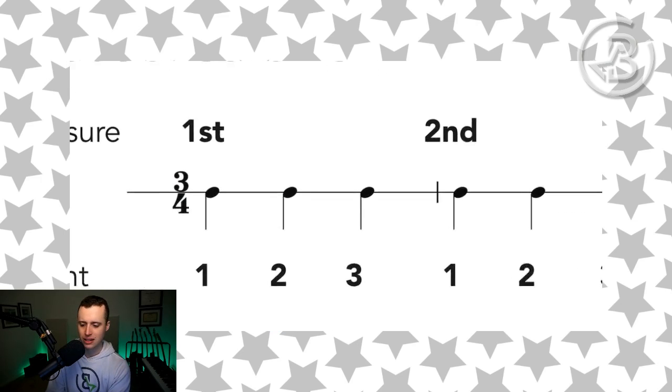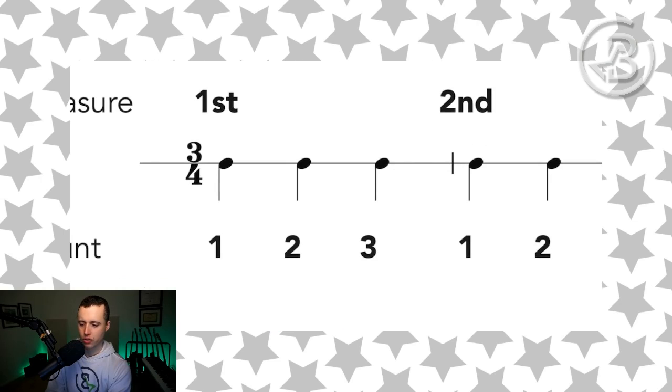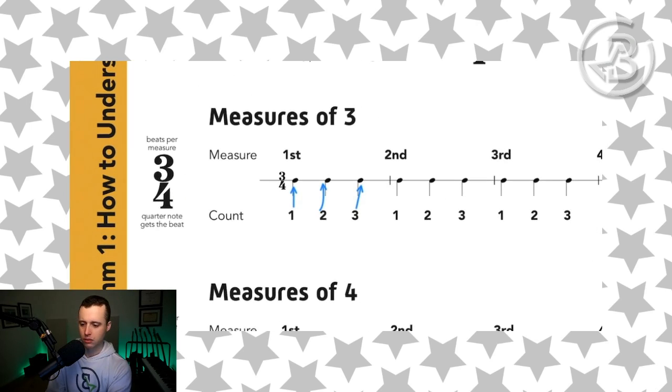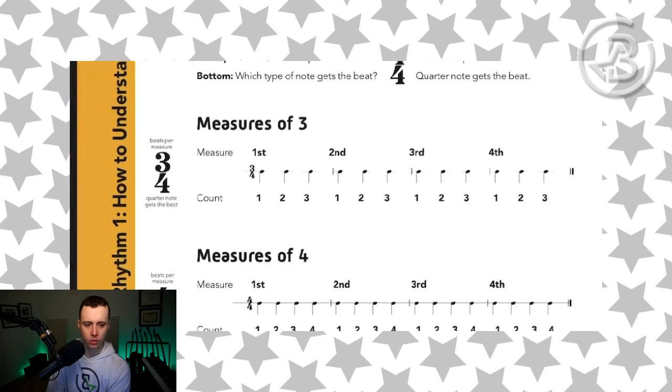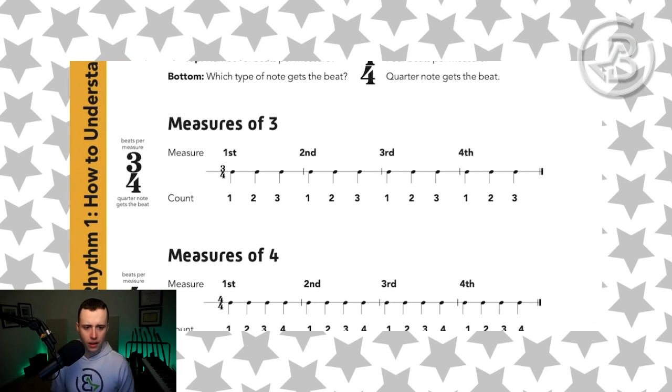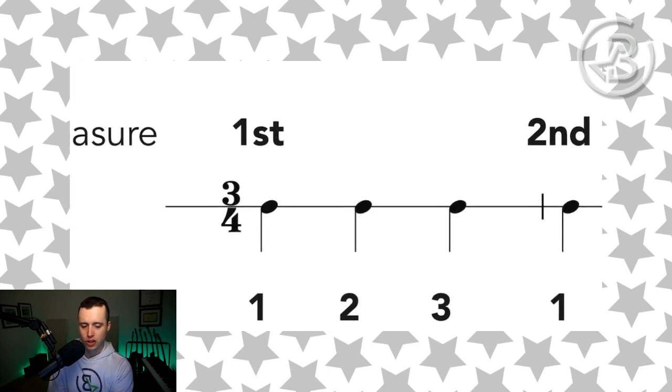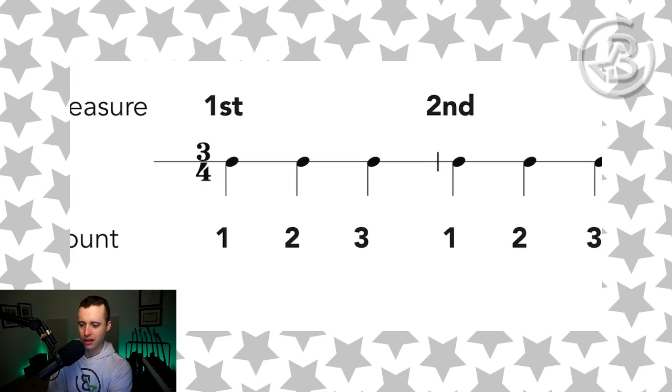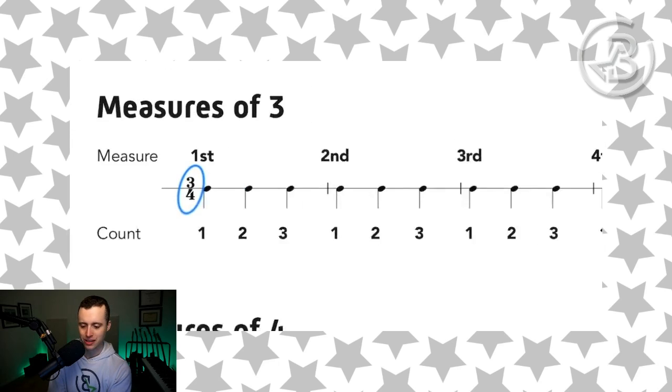And sure enough, we can see that in each measure, there's 1 quarter note for every single count. Quarter note gets the count. One quarter note is equal to one count or one beat. So you can see, sure enough, we have 4 measures of 3 counts each. The first measure does not have a bar line to the left of it, but it does have a time signature.